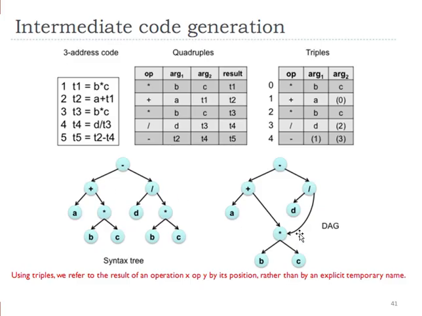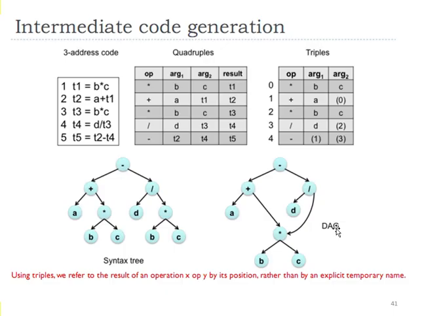Another form of intermediate representation is the directed acyclic graph, or simply DAG. This directed acyclic graph can also be used as another form of intermediate code. So what is a DAG? Here we can simply state a DAG as a minimized or optimized version of the syntax tree.